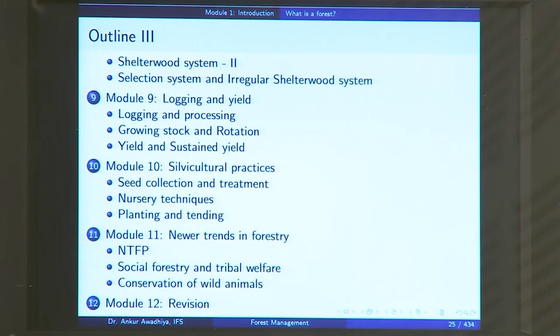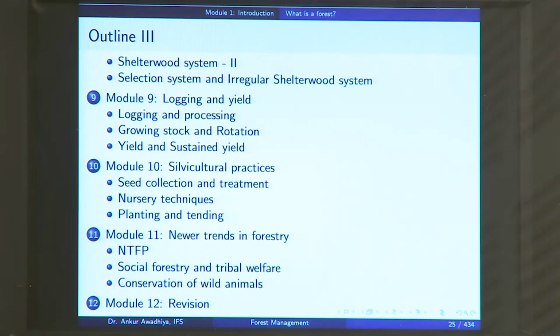Then in the 9th module, we will have a look at logging and yield. So, you are harvesting timber out of your forest. So, this process is known as logging. So, how do you log your forest in a way that you are getting the maximum output out of it? So, we will look at logging and processing, we will look at growing stock and rotation, and we will also look at yield and sustained yield.